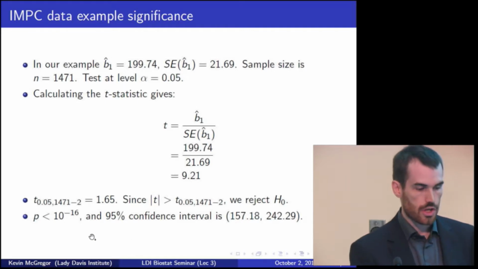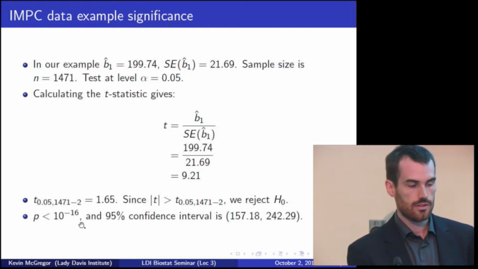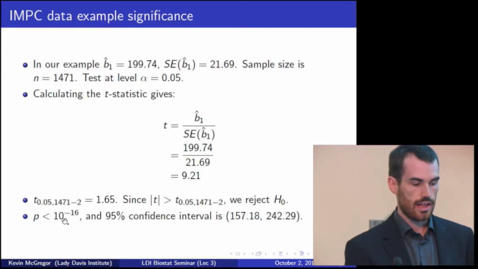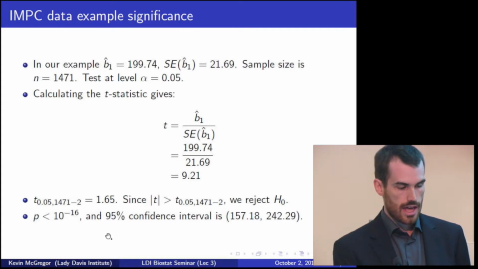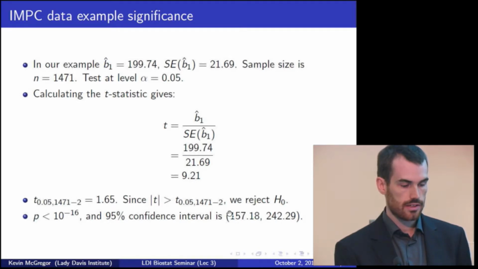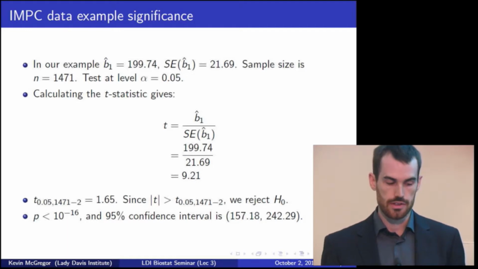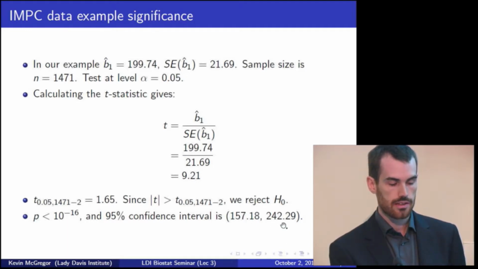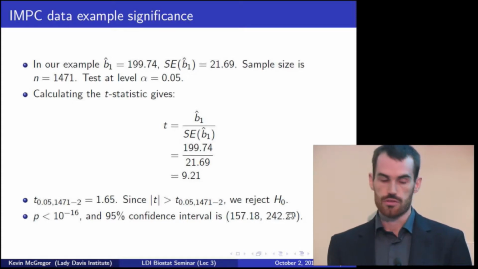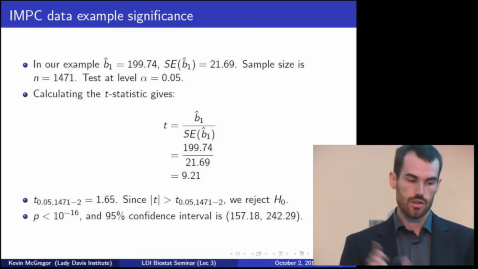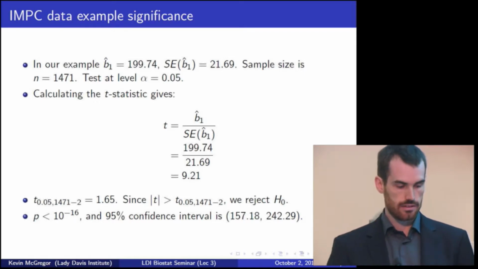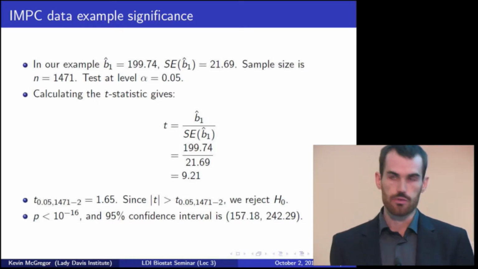So if we go and calculate our p-values and our confidence intervals, well, the p-value is very small. It's less than 10 to the minus 16. And if we calculate our 95% confidence interval, we get 157 to 242. And so again, because our null hypothesis is that B1 is equal to 0, we would compare this confidence interval to the value 0. So if it overlaps with 0, then we would not reject our null hypothesis. And in this case, since it does not overlap with 0, we do reject our null hypothesis.